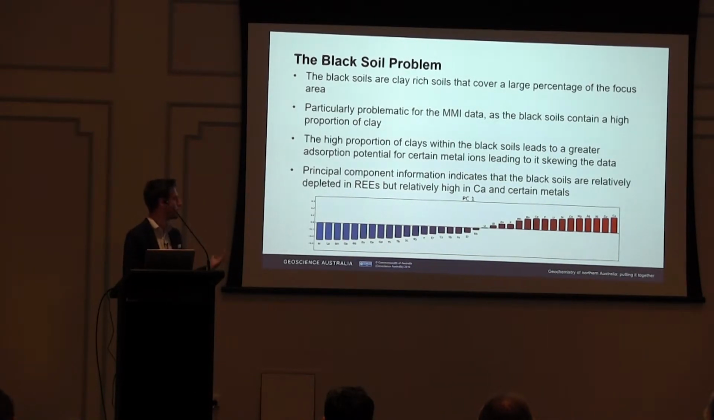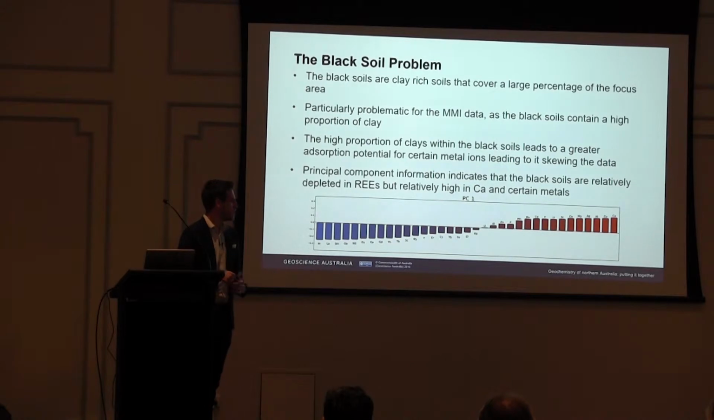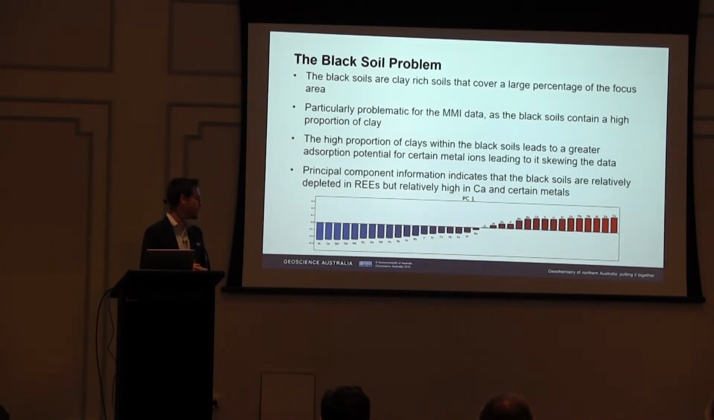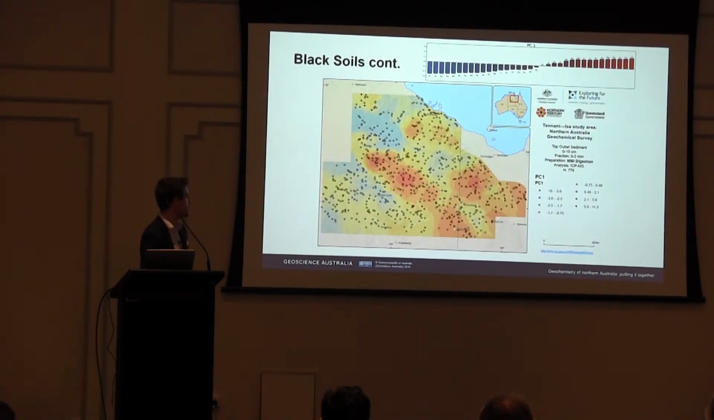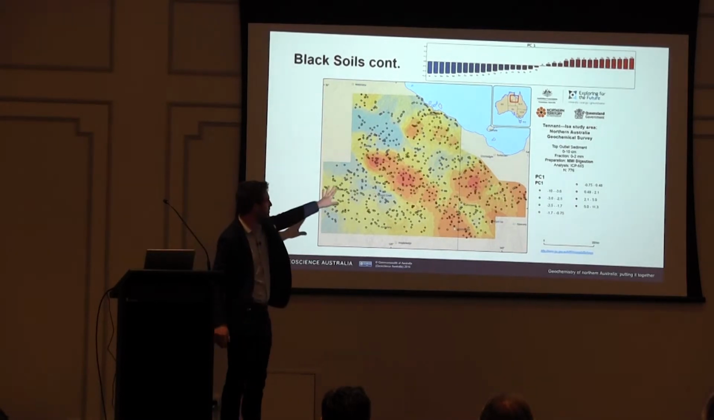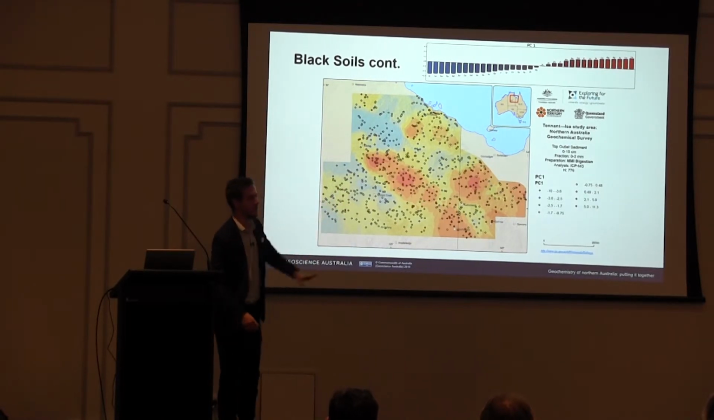But we can pick up the black soils in order to characterize where they are and where it's going to be an issue using principal component analysis. So they're particularly endowed on that positive end, so metals: silver, magnesium, copper, nickel, and then relatively depleted in the rare earth elements. So when we plot this up as a creek surface, we can see a very similar result to what we saw in copper. We see this trend down through the middle and then heading up into Queensland.